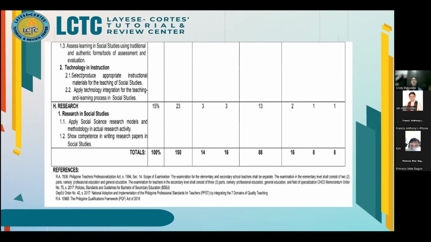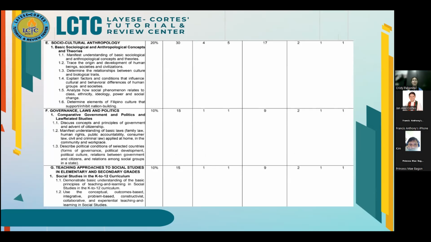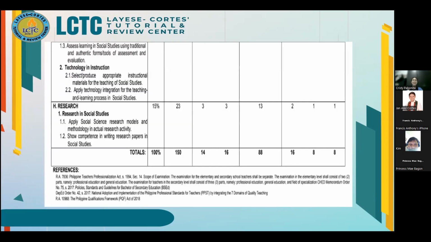Okay, we will be talking about some of the concepts of research in PRC. We will be talking about that later on when we start discussing the questions. Those are the components under social studies. I think we have 5, 6, 7, 8 components all in all, for a total of 150 items. Those components, they divided the number of items among them.